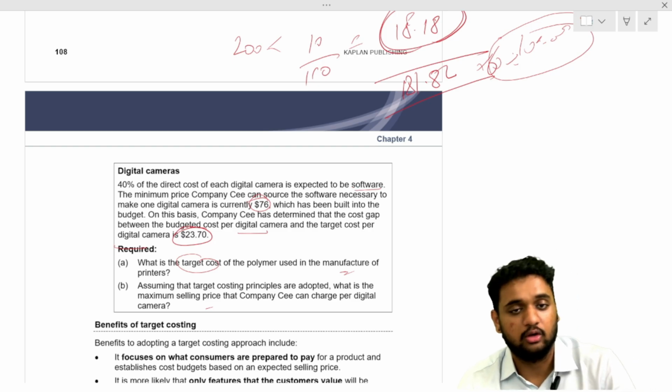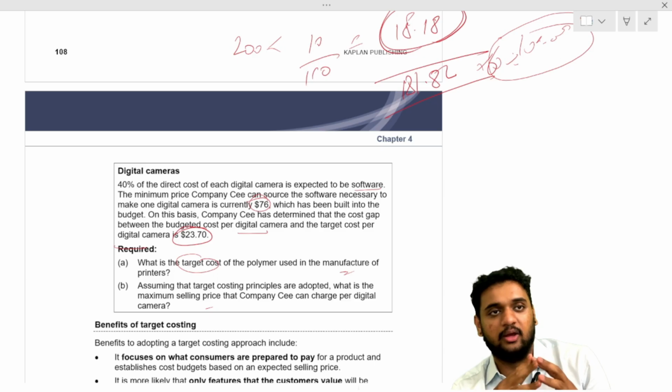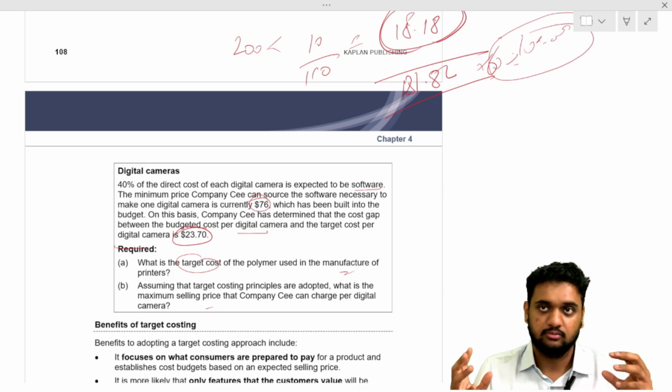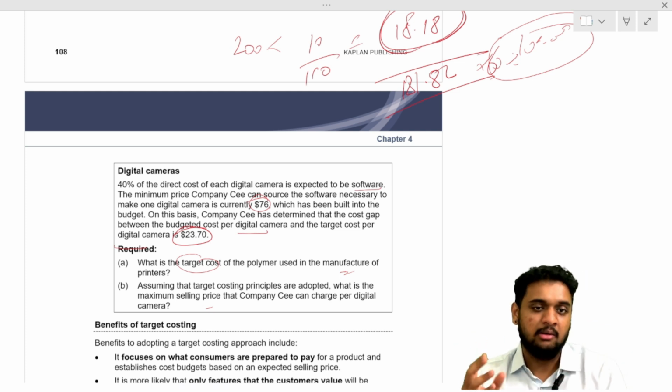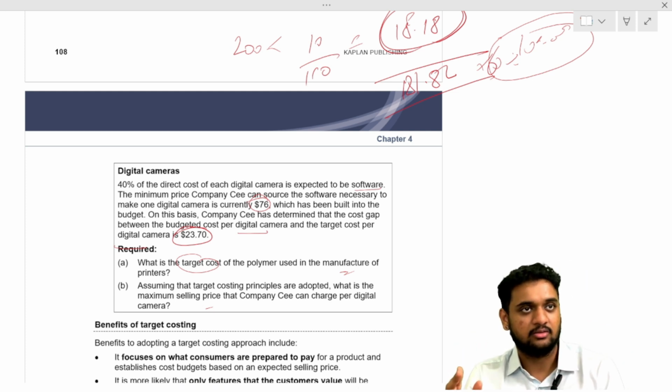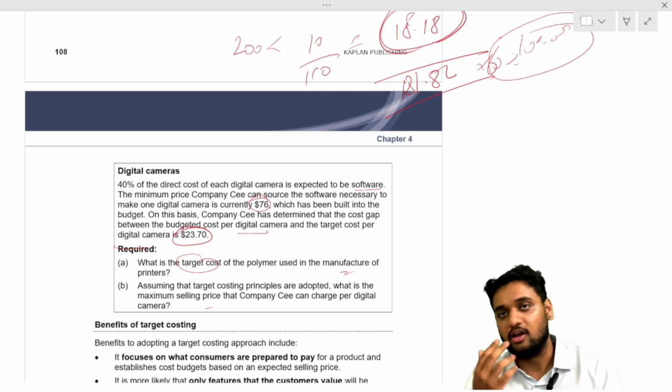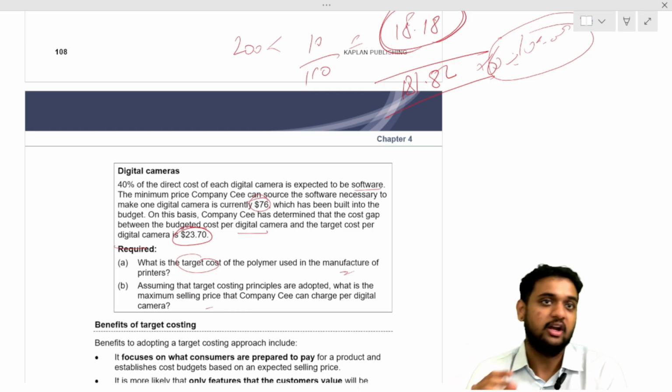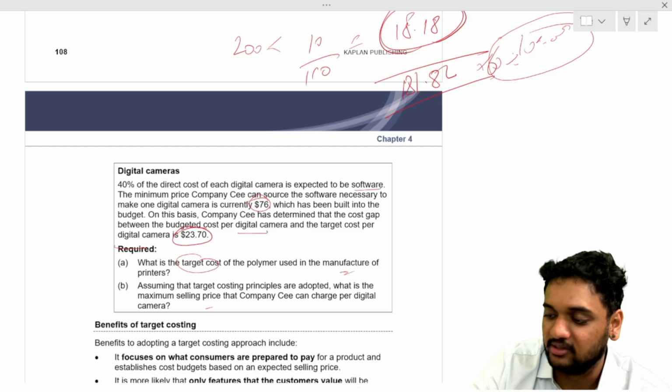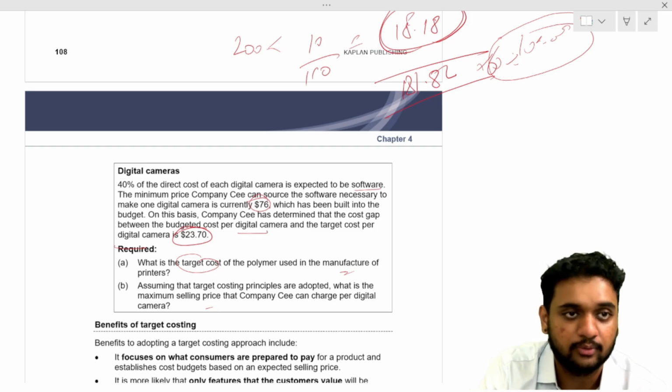They're saying, look, to make a digital camera, we need software. The software we can minimum source for 76 rupees. What is the proportion of the cost of software? 40%. So 76 divided by 40% is how much?